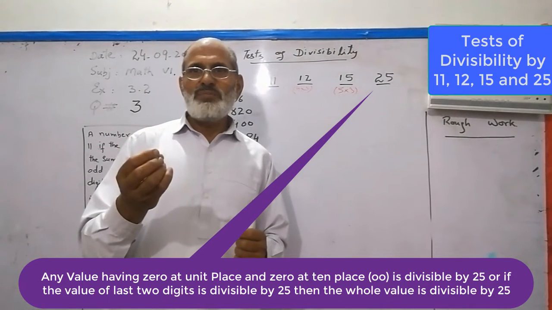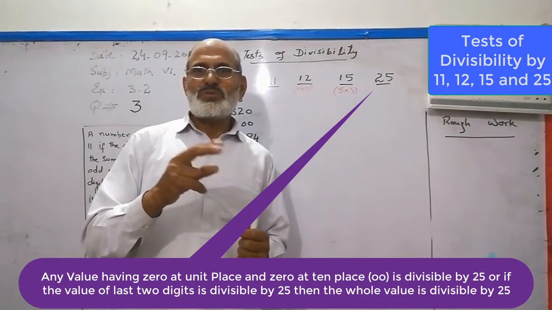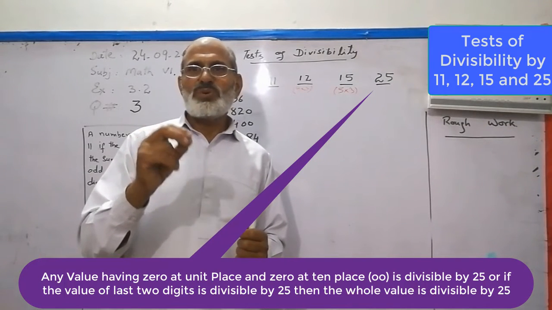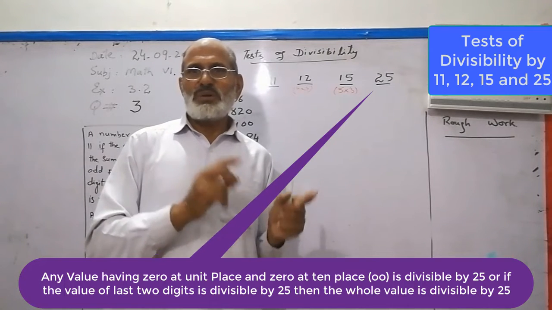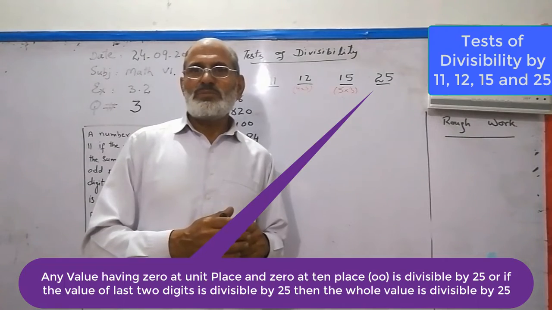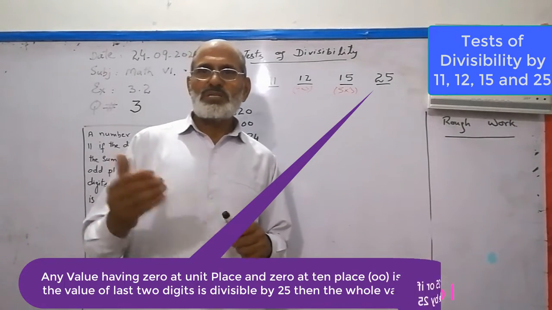Or, for any value, if the value of the last two digits, I mean the digit at the unit place and the digit at the ten place, is divisible by 25, then the total value is again divisible by 25. Now let's come to the question.